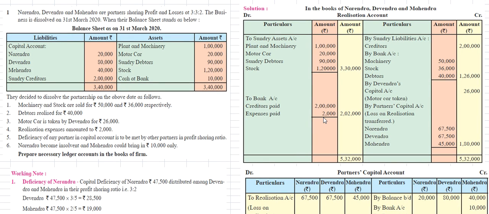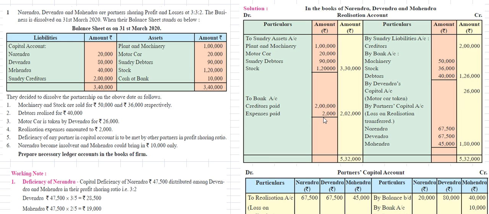Hi student, this is the two partners becoming insolvent problem. In the last video we solved the case of one partner insolvent. In this problem we are solving the two partners insolvent case, where the balance sheet is provided.